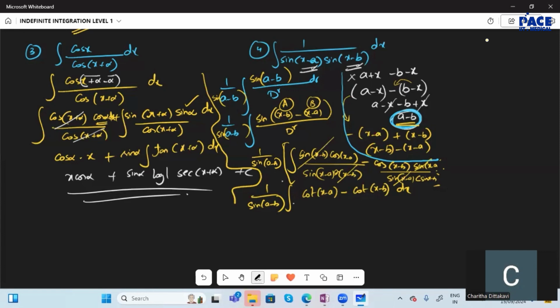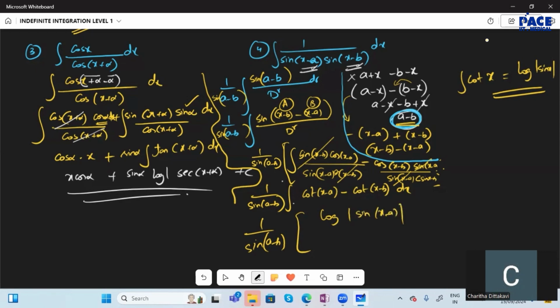So now what is the integration of cot? What is cot x integration? Which is nothing but log mod sine x, isn't it? So cot x is log mod sine x plus c, right? So here you can just take 1 by sine A minus B times cot x minus A, which is nothing but log mod sine x minus A, minus again cot, this is nothing but log mod sine x minus B plus C. That's it. So that is your fourth bit. Did you all understand that?